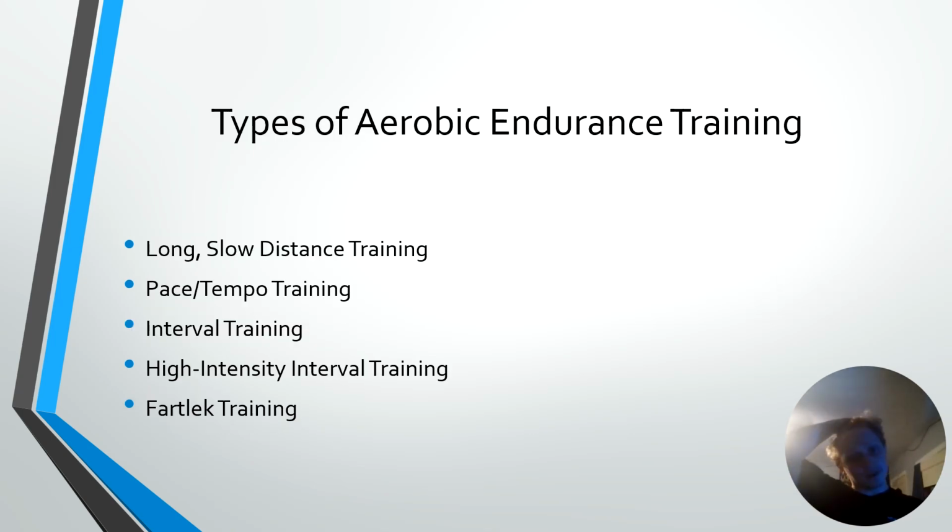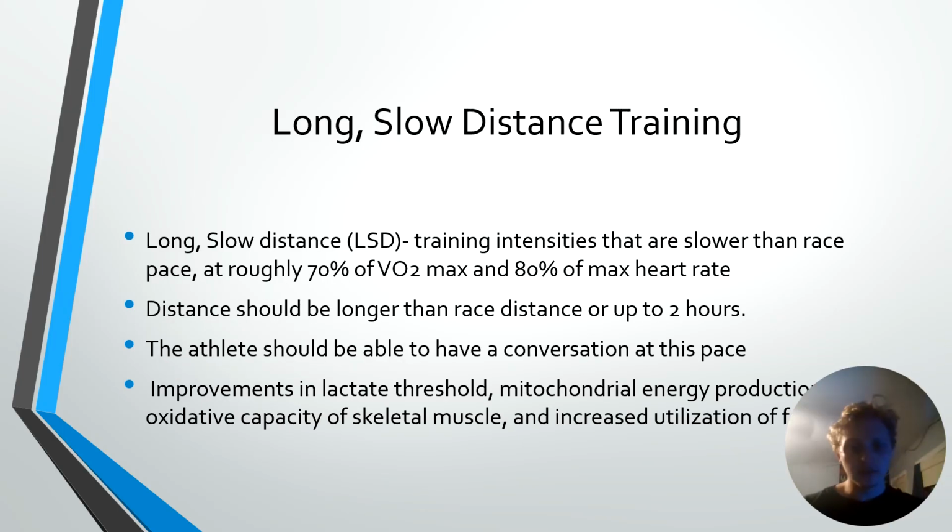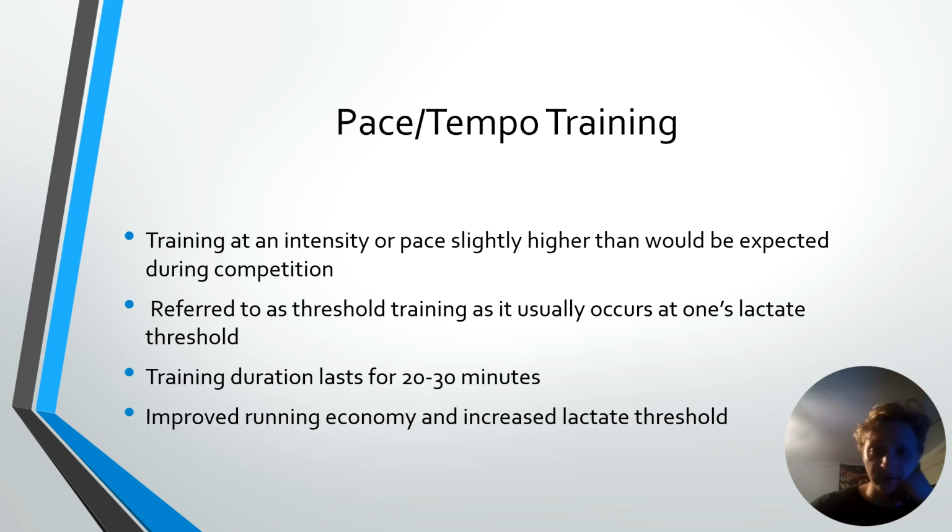So some types of aerobic endurance training: long, slow distance training, pace or tempo training, interval training, high intensity interval training, and fartlek training. Long, slow distance training: training intensities that are slower than competitive pace, roughly 70% VO2 max. Distance should be longer than the race because it's going to be less intense. The athlete should be able to have a conversation during long, slow distance training, and it improves lactate threshold, mitochondrial energy production, oxidative capacity of skeletal muscle, as well as increased utilization of fat as fuel.